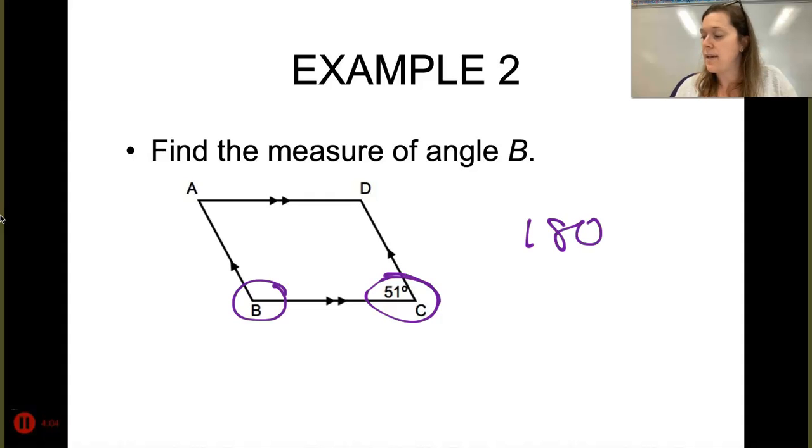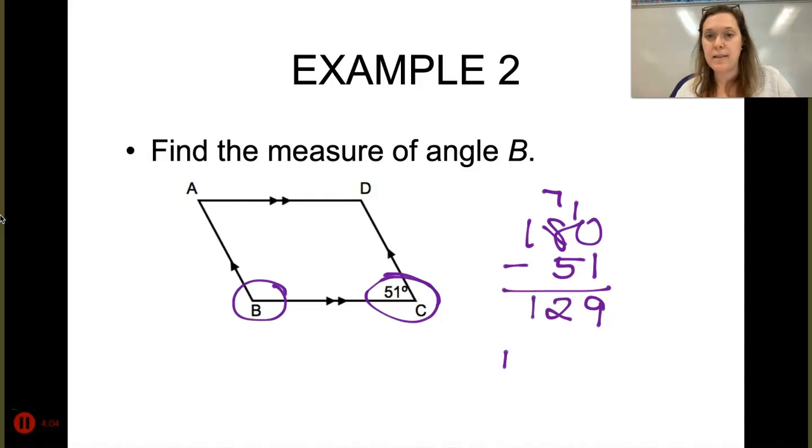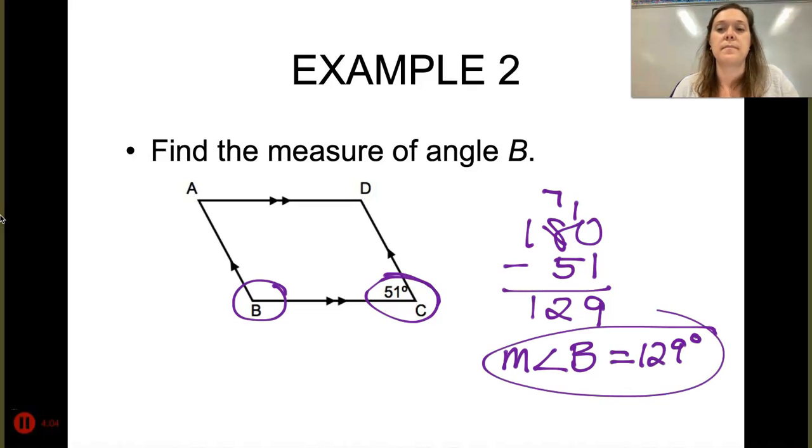So I'm going to do 180 minus 51. Do some math. So that tells me that the measure of angle B should equal 129 degrees.